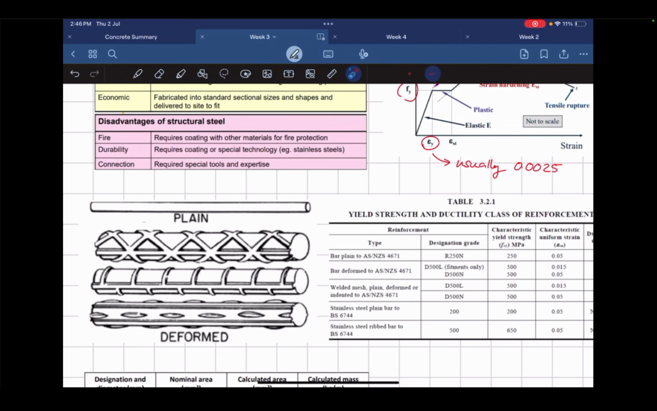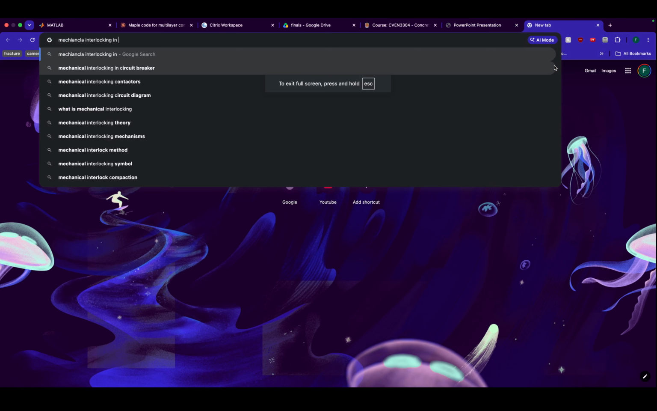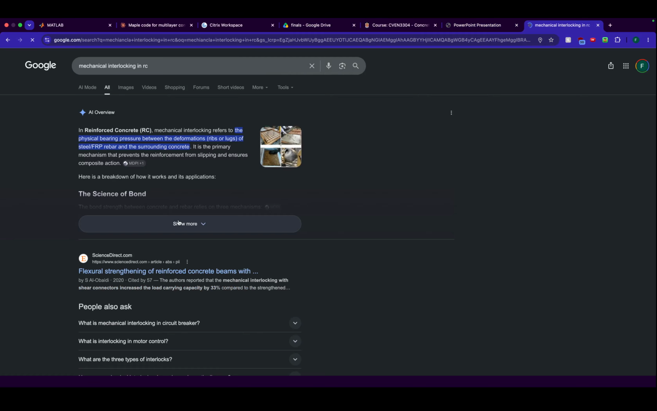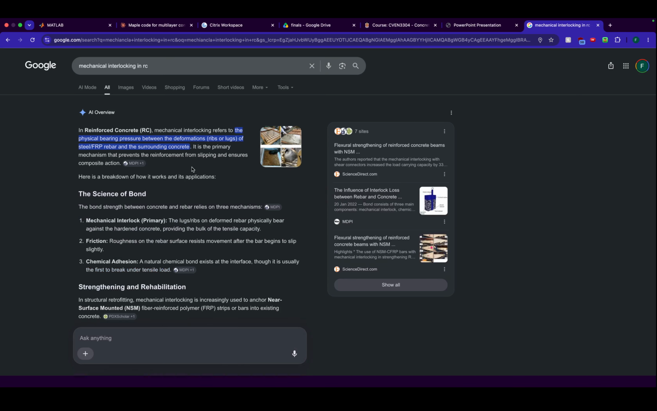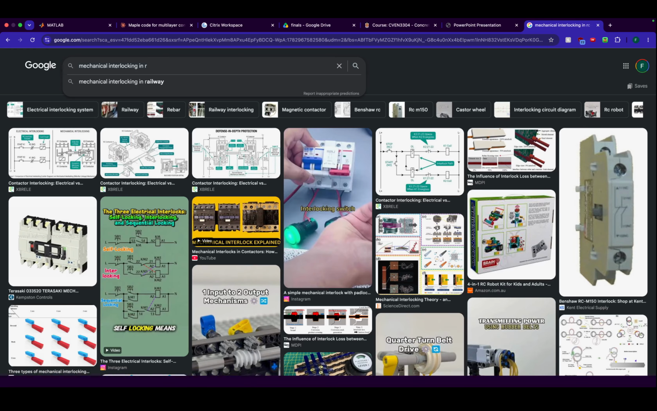I should write for this. So here it is, the ribs.